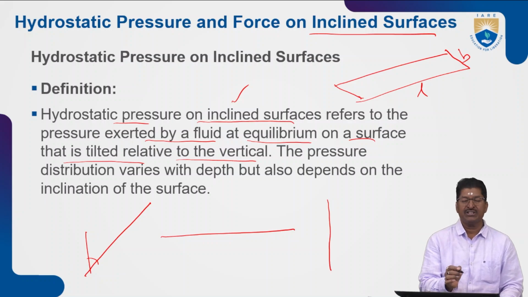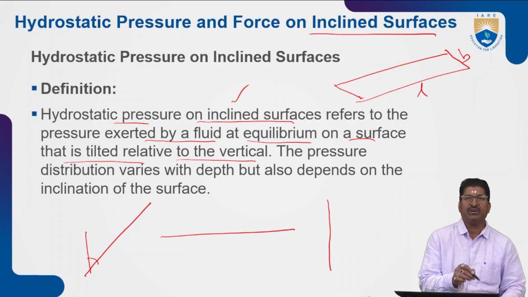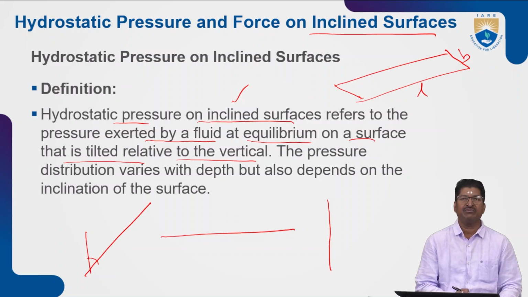Okay, so this inclination is relative to the vertical. So with the vertical, how much angle it is tilted. The pressure distribution varies with the depth. So here also, for any submerged surface, the pressure varies with the depth. That means as you go deeper and deeper into the fluid, the pressure will be increasing. So that is linearly proportional.